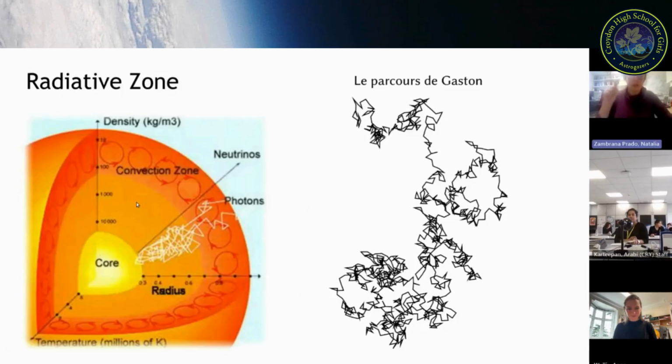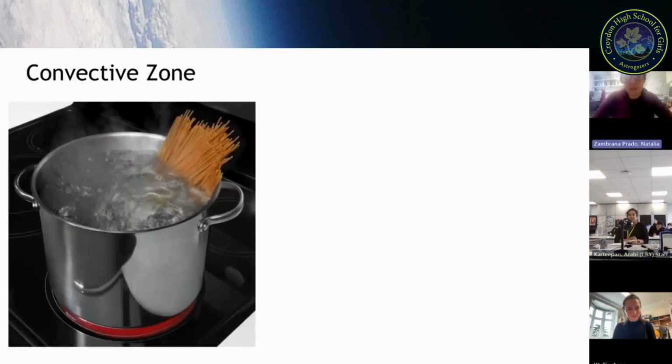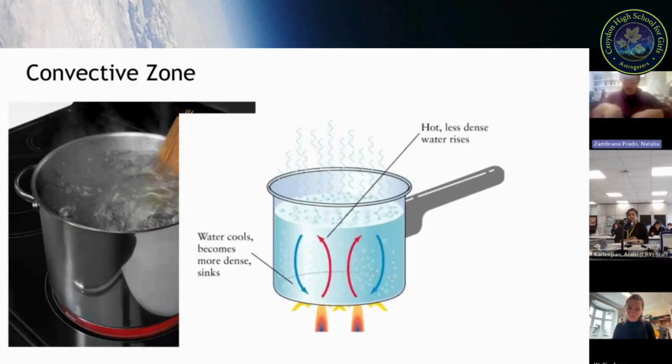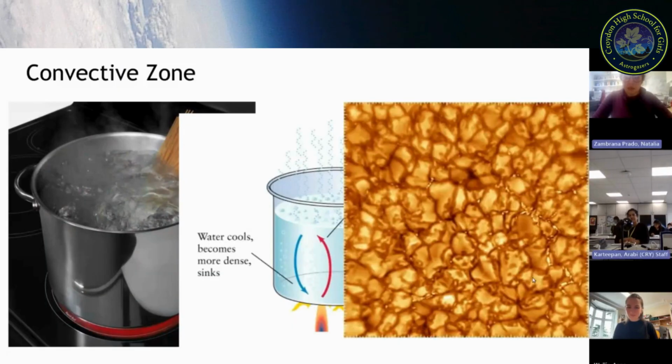And in the radiative zone, photons actually knock into other molecules, and they follow this very complicated path, as you can see. So it's like trying to walk through a crowd. If it's a really crowded place, you're bumping into people and having to change directions, sometimes going back, going forwards. And the convective zone is a little bit like a pot of water that is boiling. So we get hot water that is coming up and a cold water that is coming down, and this creates cells. And we can see the impact of these cells in the sun.